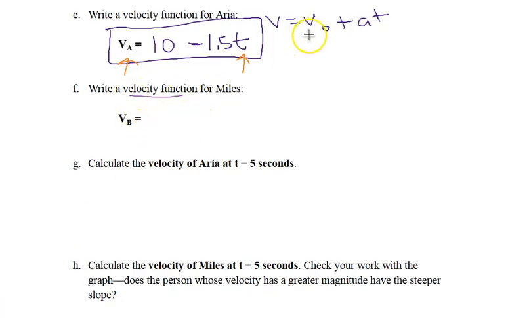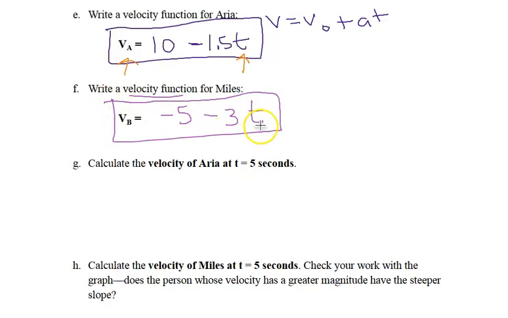Okay, velocity function for Miles. His initial speed was, here it is, -5. And he's speeding up backwards, so these two have to have the same sign, -3t. Okay, so plug in a t, get out a speed. Notice the t doesn't have subscripts because time passes the same for both.